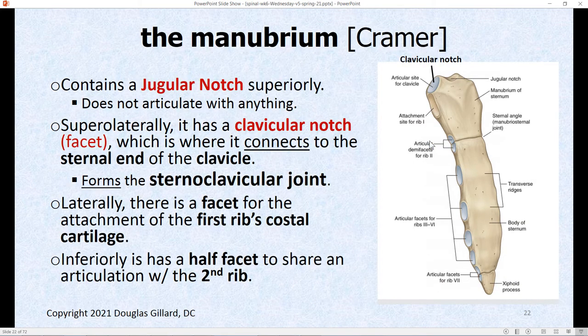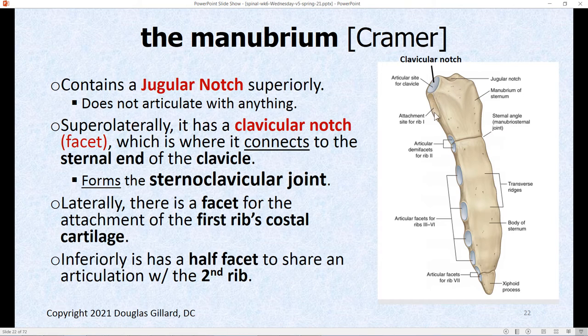We said the manubrium has a jugular notch up here at the top. I hope you can see my pointer. And who knows if this will come out on the recording or not. The clavicular notch, there are two clavicular notches right here, which contain a facet joint. So that's the facet of the clavicular notch. That's where the sternal head of the clavicle connects.